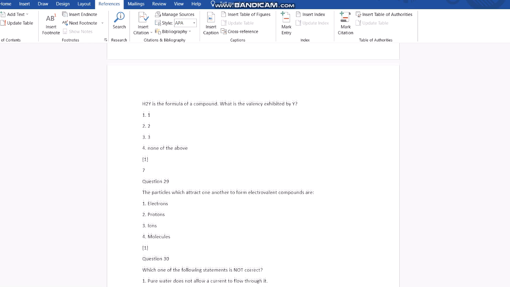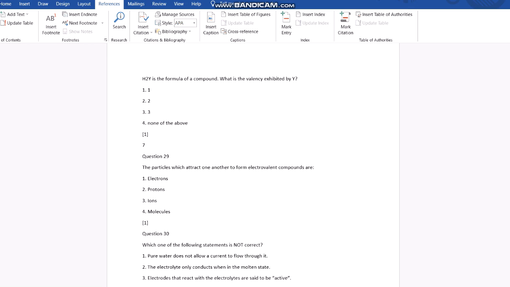Then question number 28: H2Y is the formula of a compound. What is the valency of Y? H2Y is the formula, which means Y can be attached with 2 hydrogen atoms. So the valency exhibited by Y will be 2. Next: the particles which attract one another to form electrovalent compounds are electrons, protons, ions or molecules. Of course, the particles present in an ionic or electrovalent compound are the ions.